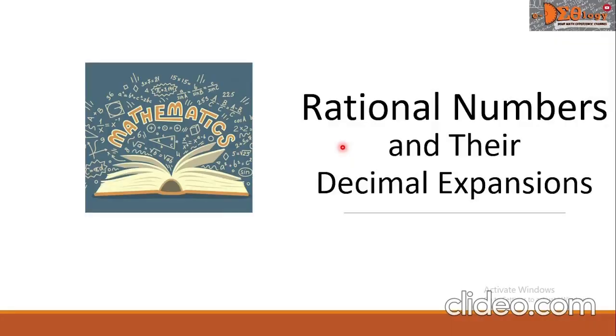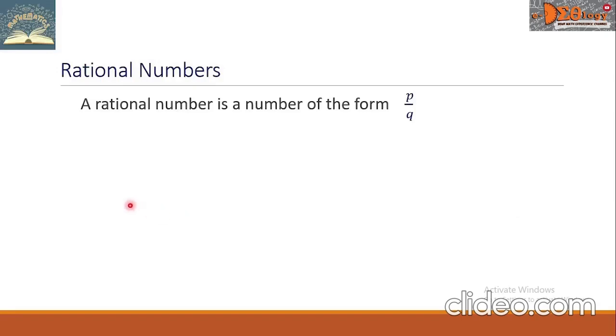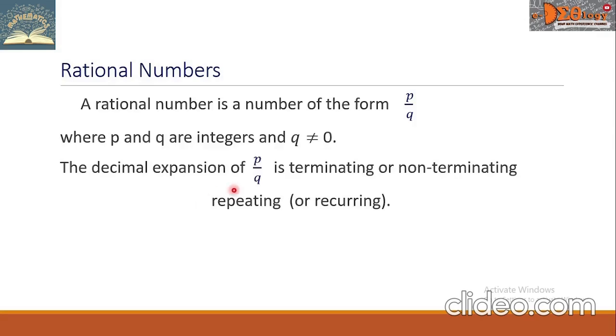Hi everyone! Today we're going to study rational numbers and their decimal expansions. By definition, a rational number is a number of the form p over q, where p and q are integers and q not equal to 0. The decimal expansion of p over q is terminating or non-terminating repeating. In some books, they use the word recurring.